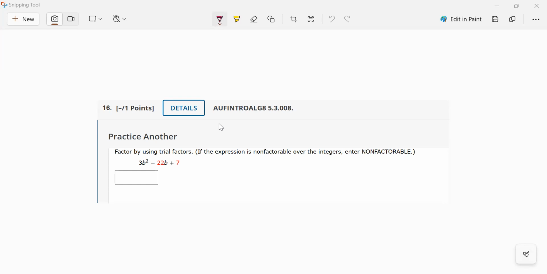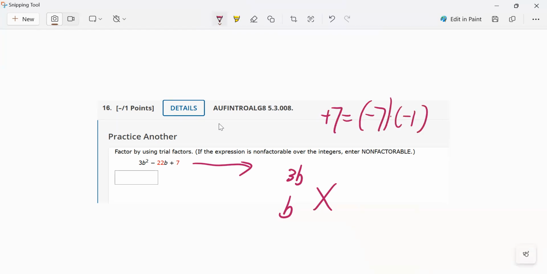All right, let's go over the solution here. So break down the 3b square: 3b times b. And we're going to break down this part of 7, that's -7 times -1. The next 7 goes here, -1 goes here. Multiply them, we get back to part of 7. If you cross multiply, you get 3b times -7 is -21b, and -1 times b is -1b. Combine them, we get -22.